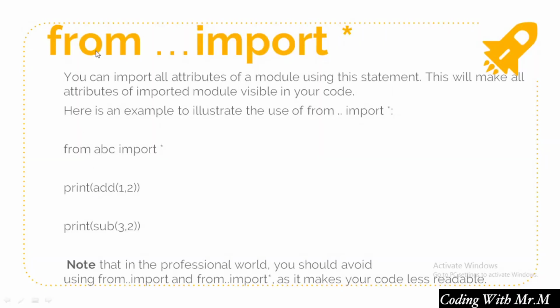Next we have another from statement, and the star basically indicates that we are importing everything from the module. So you can import all attributes of a module using the statement right here. This will make all attributes of the imported module visible in your code. Here is an example to illustrate the use of the statement. Now here we are saying from abc, so from the abc module import star. Star means import everything from this module abc. And now we can use both of these functions in the module xyz.